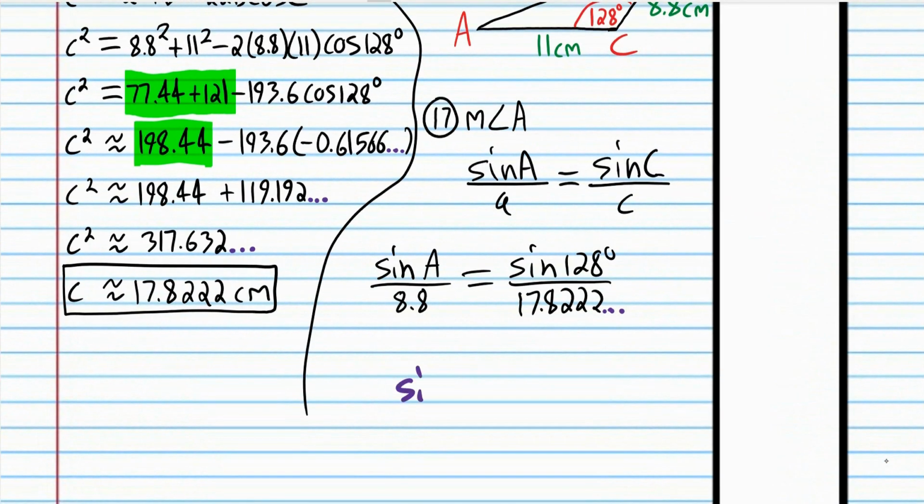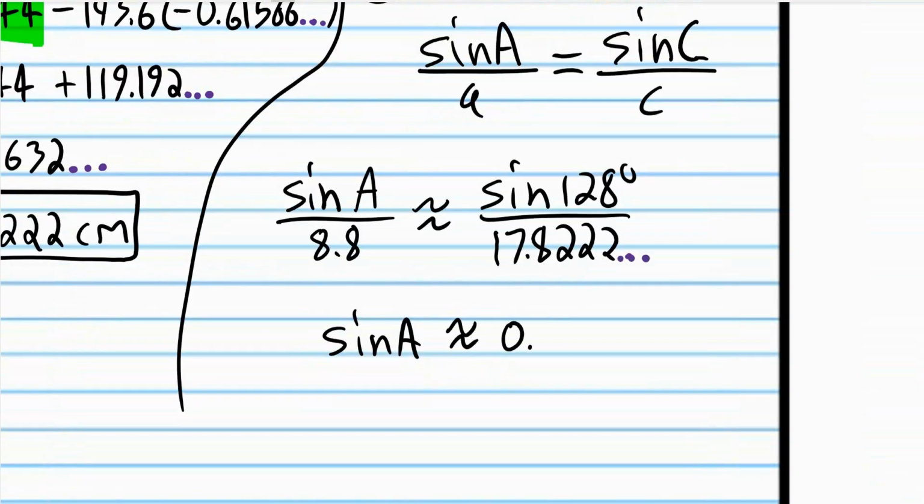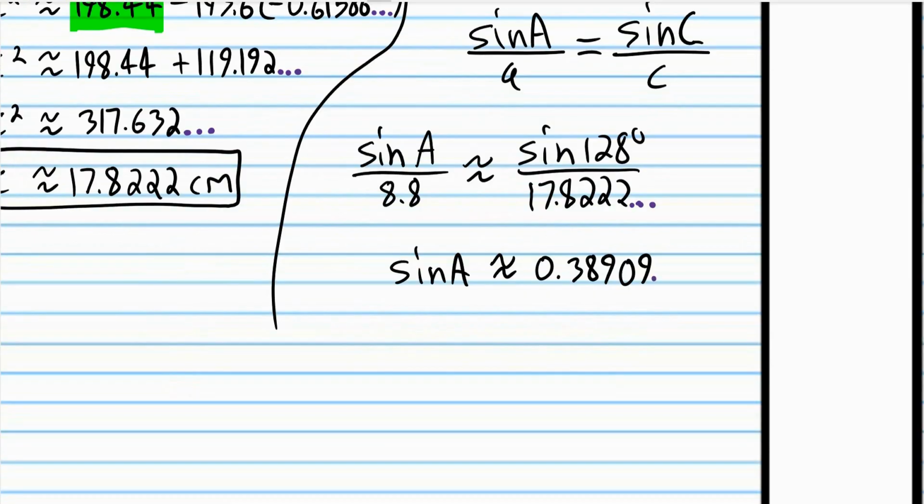And all we have to do is just multiply both sides by 8.8, and that gives us sine A equals sine 128 divided by 17.8222, and then times 8.8. We get approximately 0.38909. We can keep that number in our calculators.